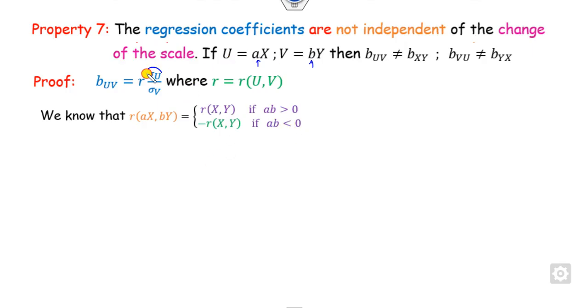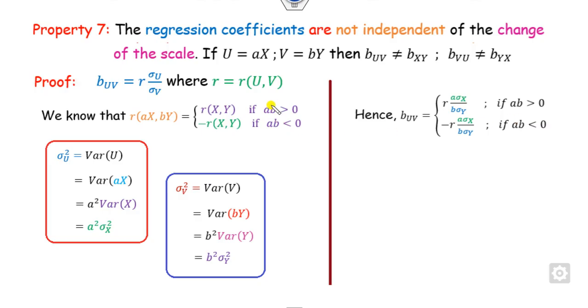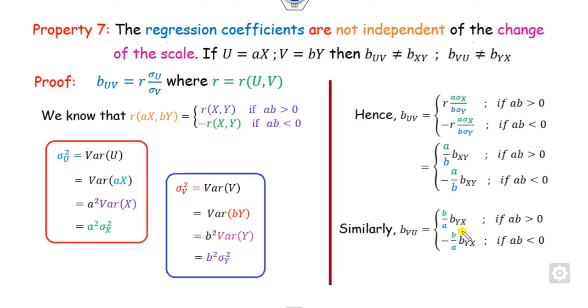Now you can find the value of sigma of u in a similar manner. You know that the variance of ax is a squared, and similarly here. Once you substitute this value here, you get two cases. The first case is when the product of them is greater than 0, and so on. This term will be my bxy, and similarly here. Therefore b of uv is not equal to b of xy. Similarly you can find it here.